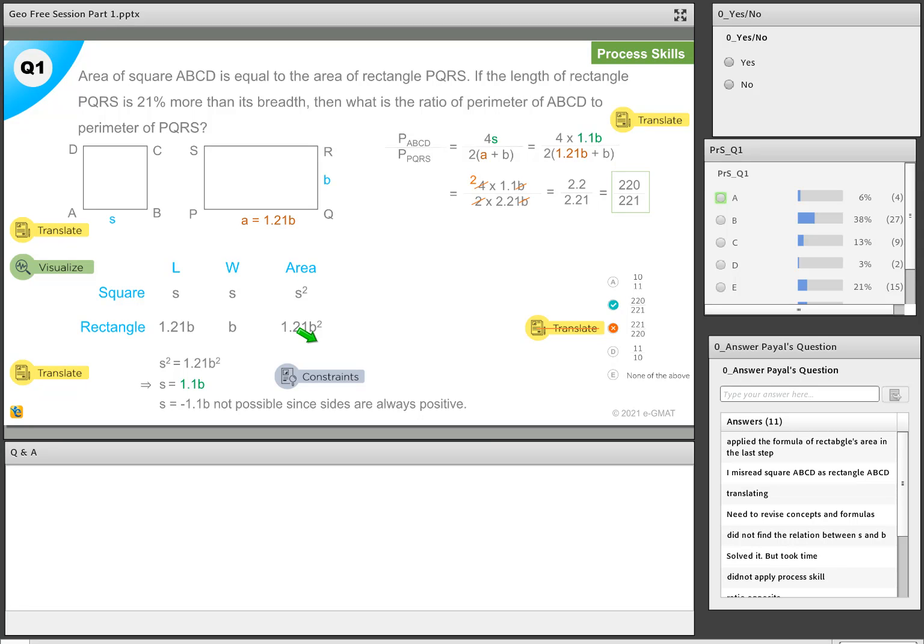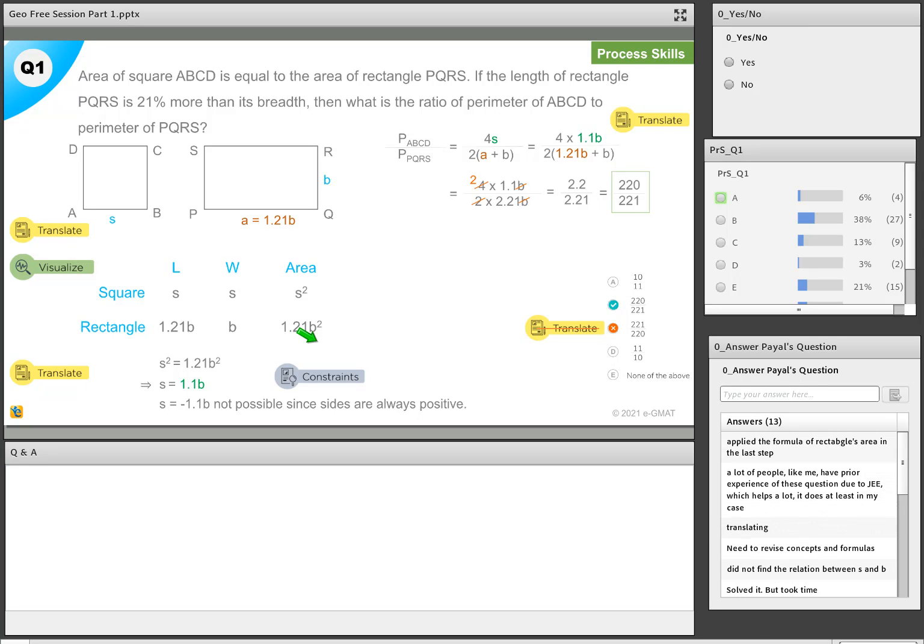ABCD as a rectangle, the corrective action for that will be you need to slow down as you translate information. You need to work on the translate process skill. Very important, okay? Spend the time. Don't rush through the question. Translation is the most important thing in this question, because if you don't, then you will end up making these mistakes, okay? Then all the time that you spend beyond that is going to go into waste.